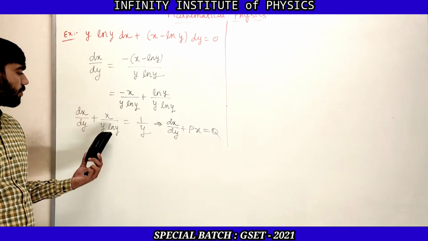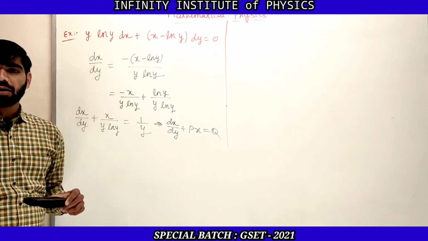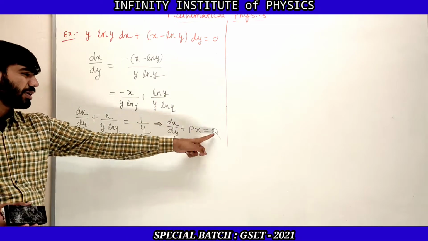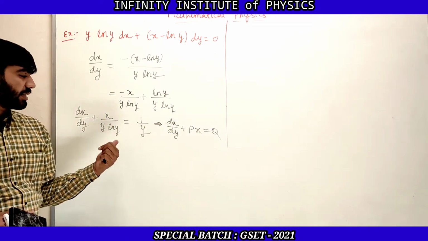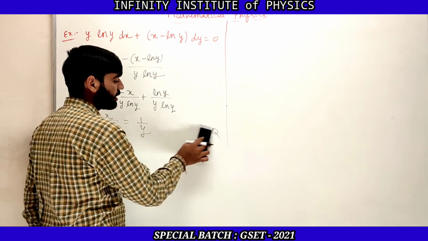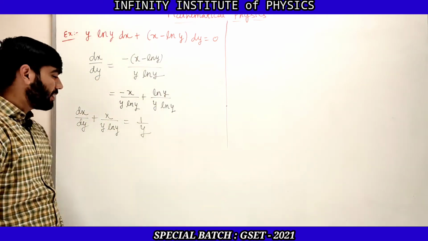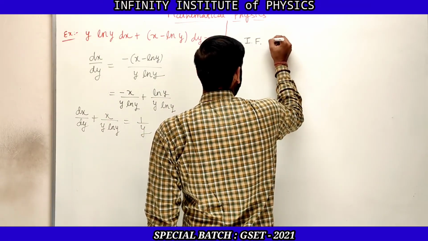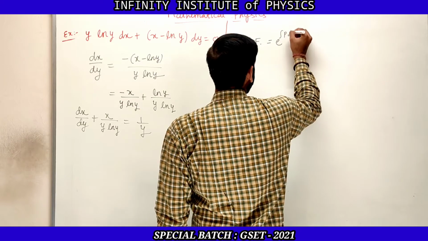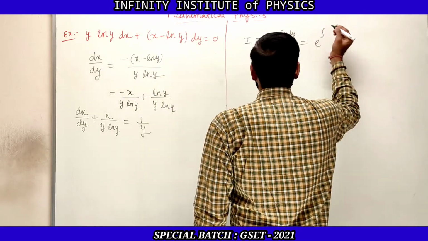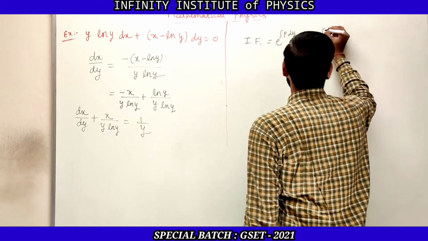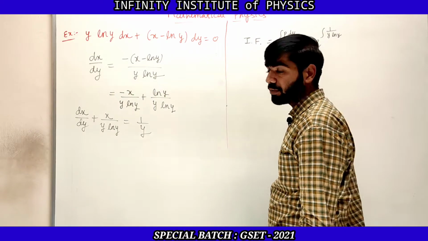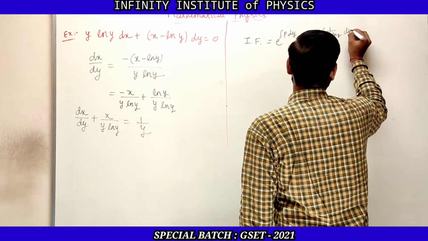Where p is equal to 1 upon y log y and q is equal to 1 upon y. So p and q are only functions of y, and this differential equation we have converted into linear in x. So now let us find out the integrating factor. The integrating factor will be e raised to integration p dy, that is, 1 by y log y dy.